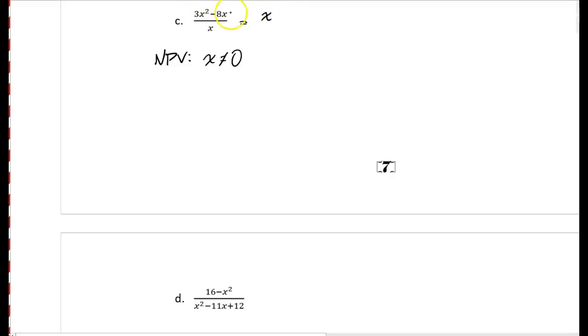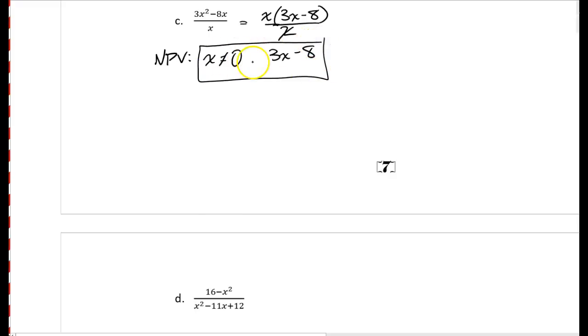There's an x in common in both terms, which leaves me with 3x minus 8 over x, which simplifies to be 3x minus 8. And so my expression would be 3x minus 8, but x would still not be allowed to be 0.